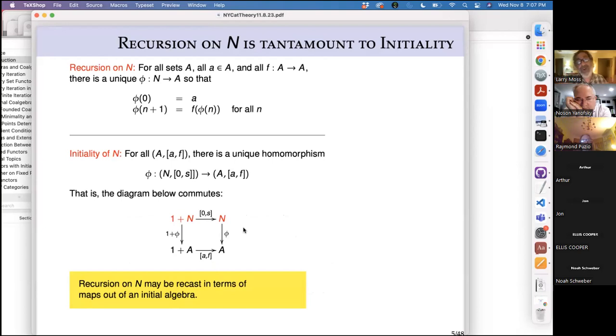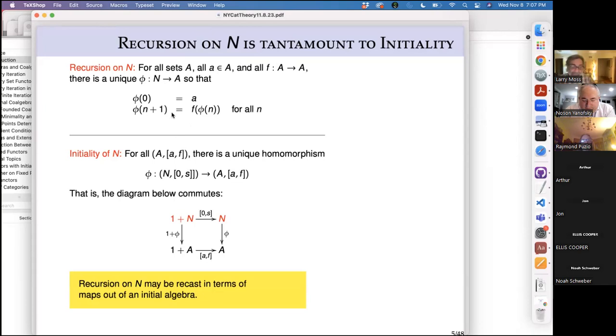So that's what it means for N together with this map 0 and s to be an initial algebra for the functor. And that's just tantamount to the recursion principle for the natural numbers. That's the most important definition principle for the natural numbers, recursion, right? Which would say that if you give me any set, capital A, and any element and any endofunction, just the stuff we've seen, there's a unique map phi from N into A that is defined by recursion in the usual sense.